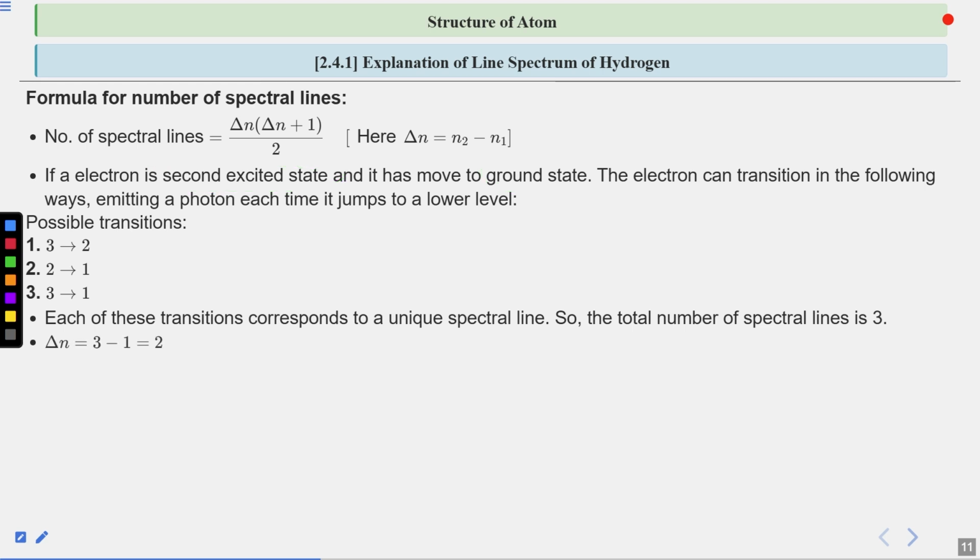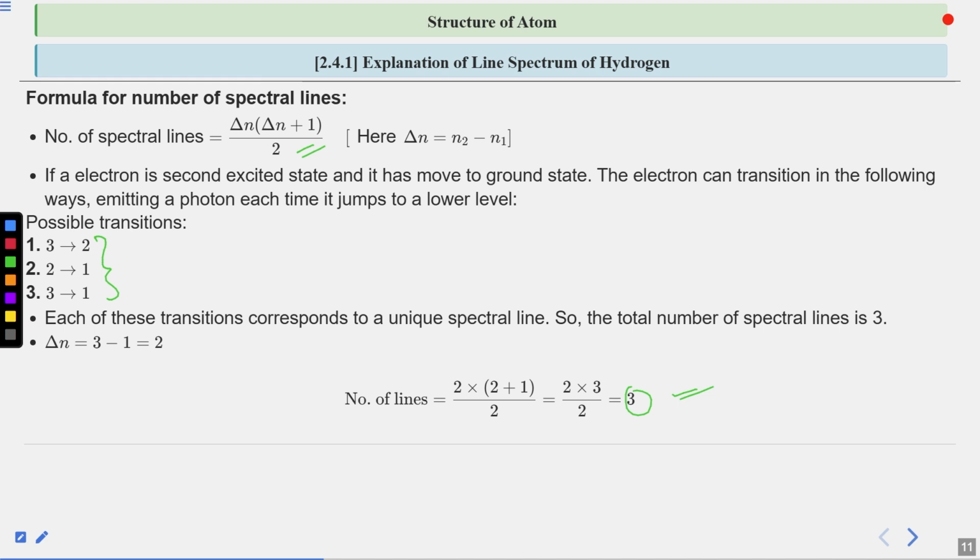So what will be delta n? Delta n means the starting n minus the ending n. So we are starting from the second excited state and coming to the ground state. So 3 minus 1 will give you 2. So this is delta n. I guess it is clear. Now put this value of delta n here and calculate the number of spectral lines. Without doing this fatigue, you can directly get your answer. Is this point clear to all of you? So it's very important to understand this thing.